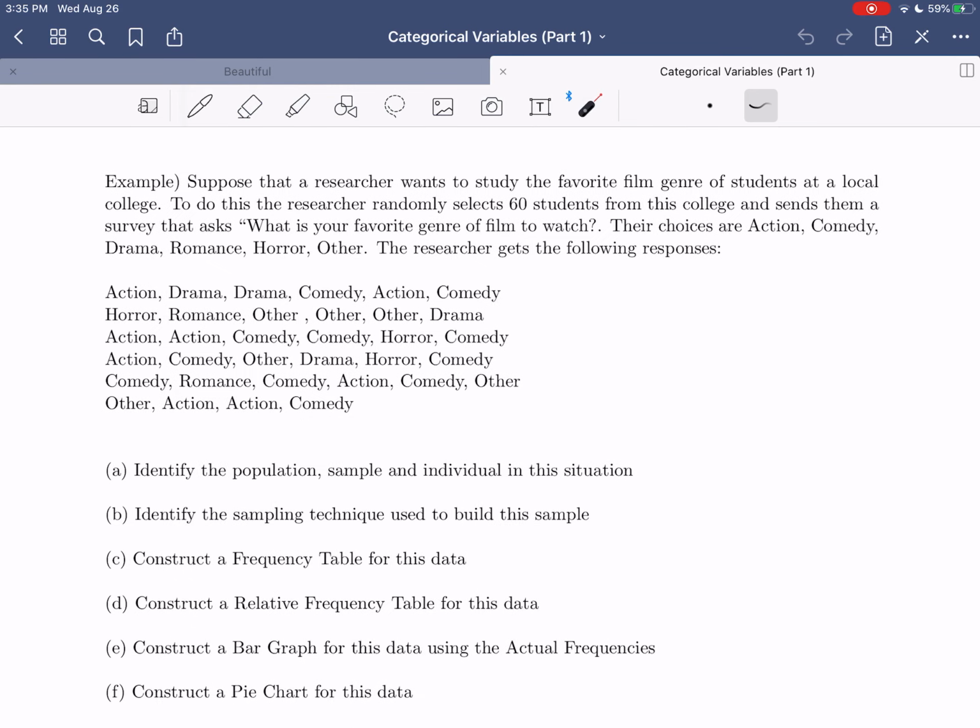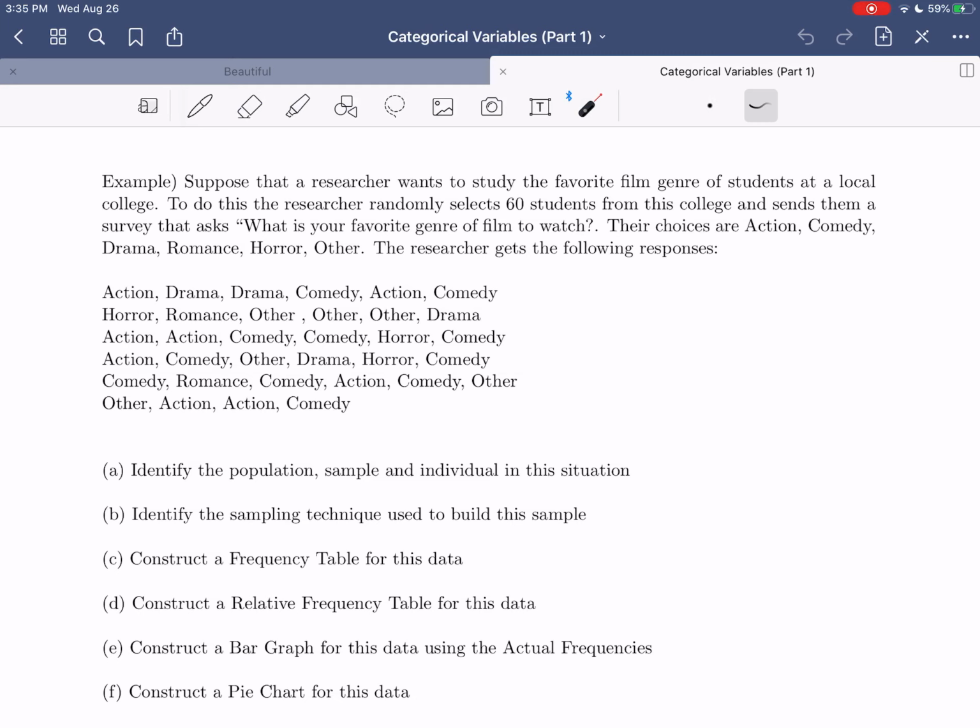So, for our example here, let's suppose that we have a researcher that wants to study the favorite film genre of students at a local college. To do this, the researcher randomly selects 60 students from this college and sends them a survey that asks, what is your favorite genre of film to watch? They get to choose between action, comedy, drama, romance, horror, and other.